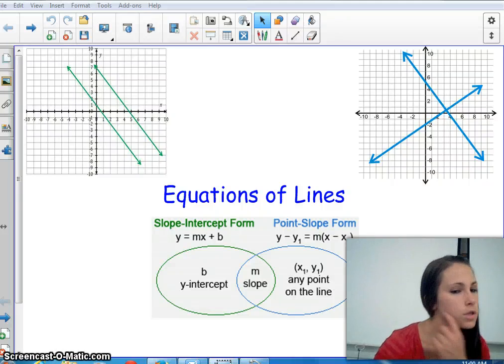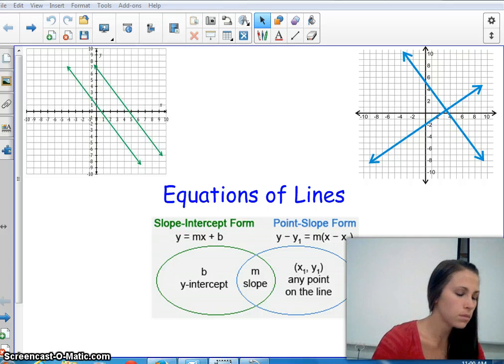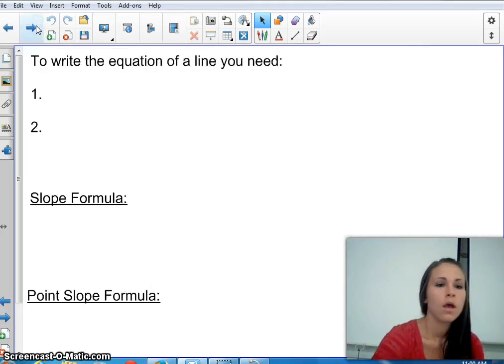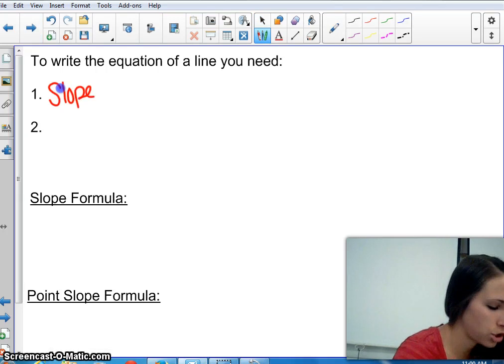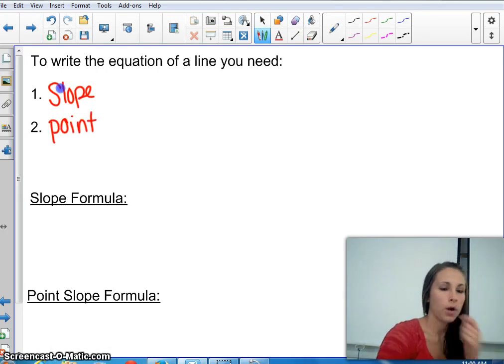Okay, so today we're going to start reviewing equations of lines. This is something that you should have done in Algebra 2, and it's something that you'll also need for calculus, so we're going to review it. The first two things that you need to know to write the equation of a line, or the first things that you need to find, are a slope and a point. So you have to have a slope, and you have to have a point.